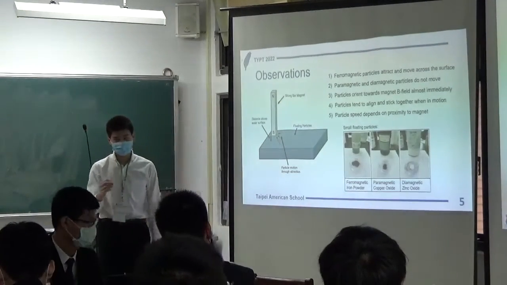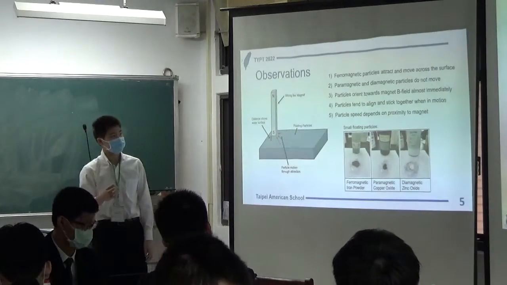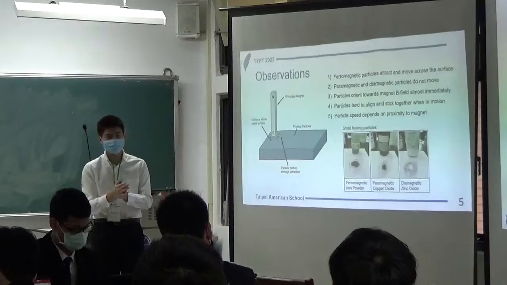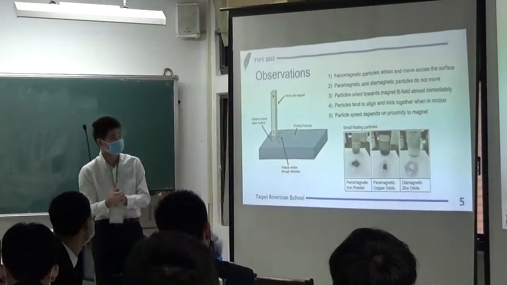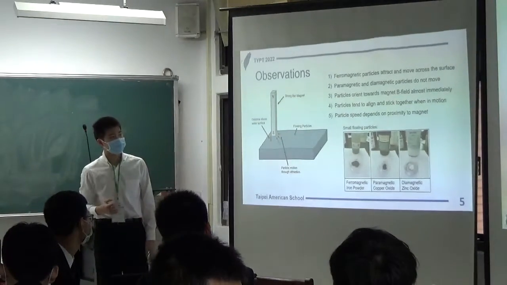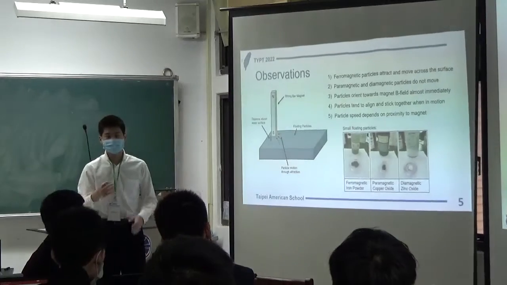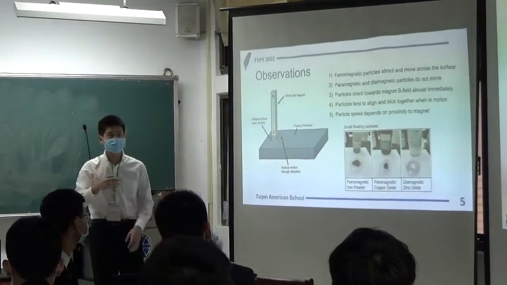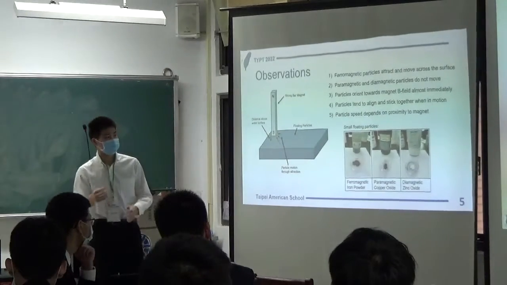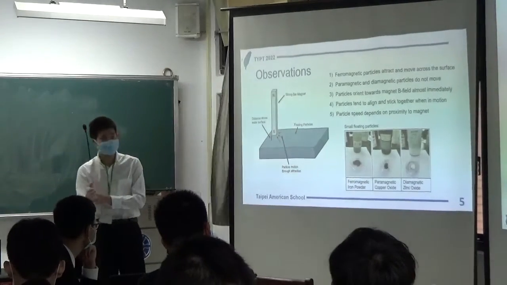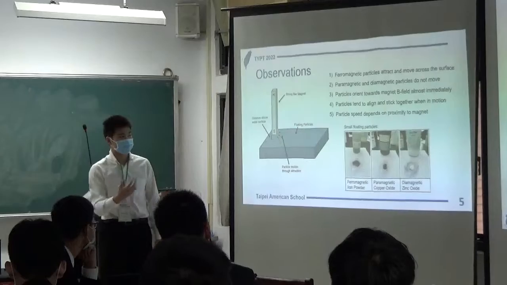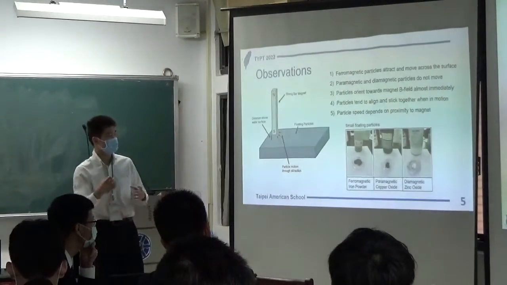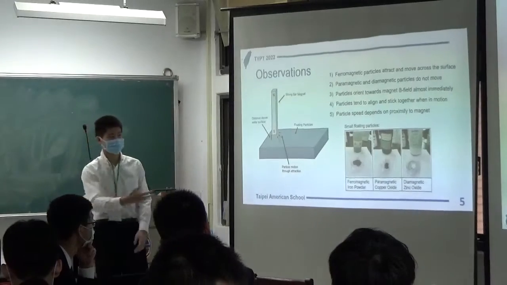Some detailed observations are that particles orient towards the magnetic field almost immediately. That means its alignment is almost immediate. At the same time, particles tend to align and stay together when in motion. Since the particles get induced by the magnetic field, sometimes they may stick together when in motion. Also, particle speed depends on the proximity to the magnet. So if you have a coordinate of x and y, the particle speed would depend on that.